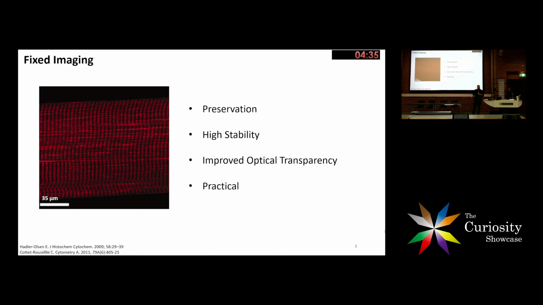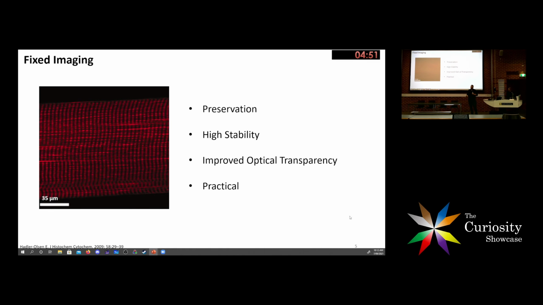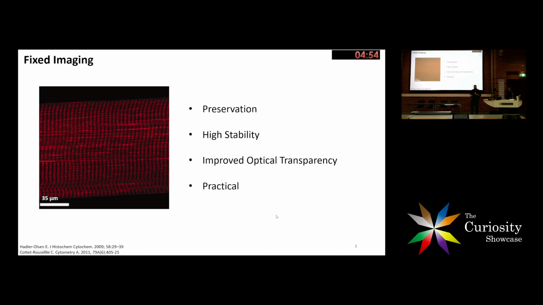So what's fixed imaging? I imagine most of you have heard of fixation before. The goal of fixation is to preserve your sample in as lifelike a state as possible. There are a number of different methods that we use to do this. There's both physical and chemical methods, the most common of which is to use formaldehyde and paraffin. So in fixation, biological functions cease and your sample is fixed in place. So nothing's moving anymore, so that produces a high stability of your sample and improved optical transparency, which allows us to produce really high quality images.